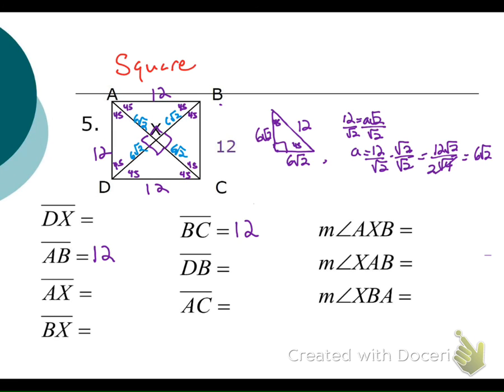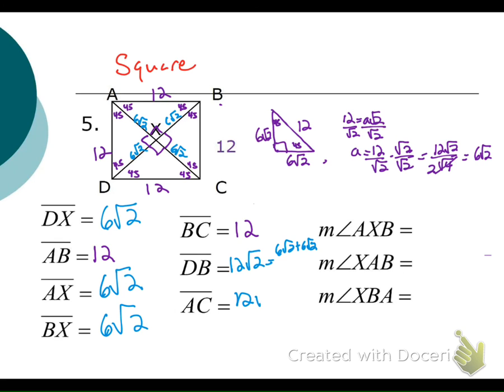And then now we can fill out what we know. So we know that DX has to be 6 square root of 2. We know that AX has to be, exactly right. BX is going to be 6 square root of 2, yep. And then now we have the whole diagonal length, DB. So it's going to be both parts, so that's going to be 12 square root of 2, because it's just going to be 6 square root of 2 plus 6 square root of 2. You're fine. And we know diagonals are congruent, so we know that this one's going to be 12 square root of 2 as well. And then we want to find these angles.